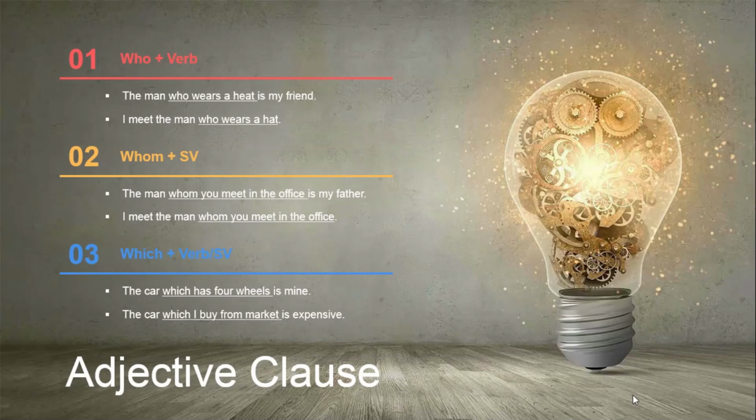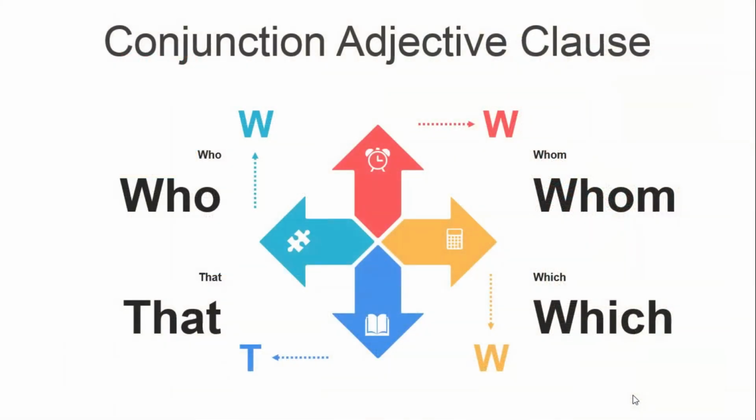Alright, and now everyone, we move to conjunction. Conjunction is a process to make some words become one. The conjunctions for the adjective clause, there are some. The conjunctions for the adjective clause we can use are who, whom, which, and that. That is the most common, and it can replace which, whom, and who. That's talking about the conjunctions in the adjective clause that we use.